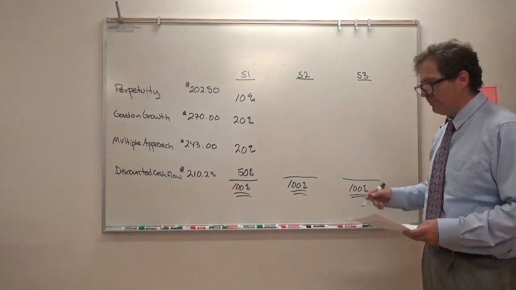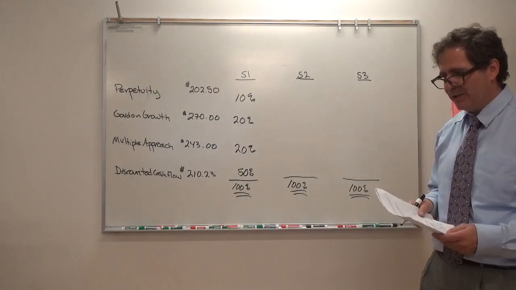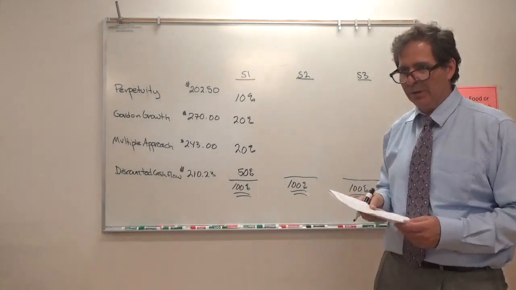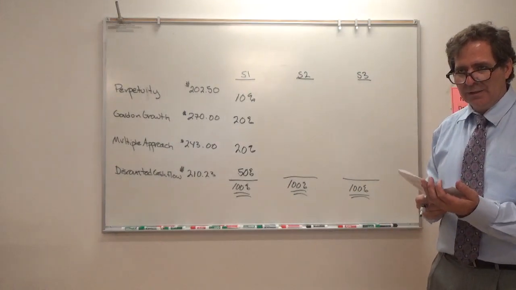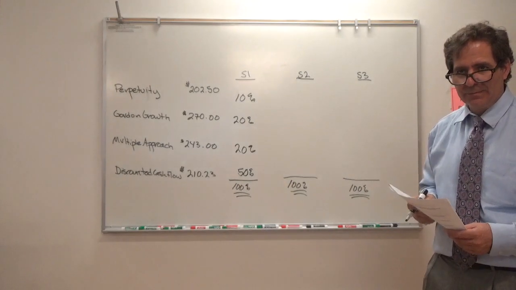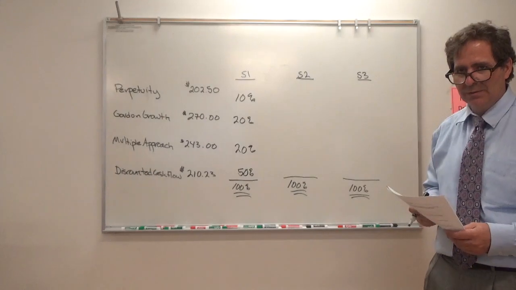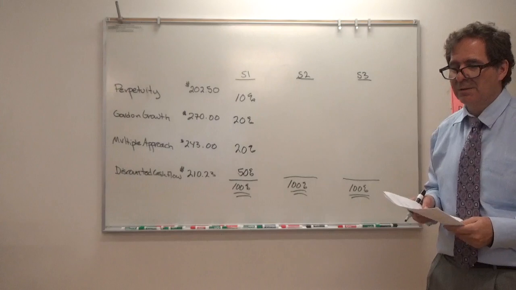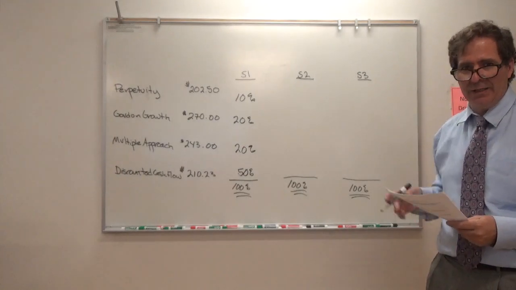Okay. Give me another scenario. Now that you've gone through the first one, maybe you can fine tune the second scenario to be more realistic. So which one is the most important? Discounted cash flow. Which is the second most important? Multiple. What's the third? Gordon growth. And what's the last? Perpetuity. Got it. Give me another scenario.